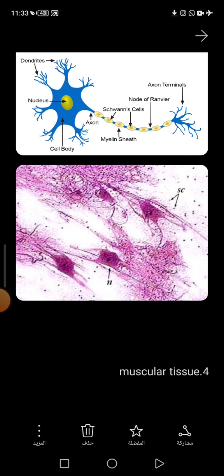For example, the cell membrane here, the nucleus, the cytoplasm, what's euchromatin and heterochromatin, and their difference. Those are the basics of cytology, okay? And cell organelles and their functions are very important to know.